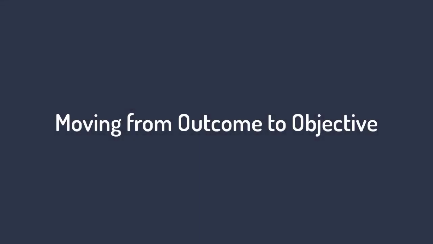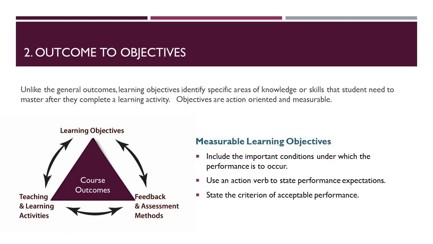Unlike general intended outcomes, specific course learning objectives need to identify specific areas of knowledge or skills that students need to master after they complete a learning activity. As a result, you may want to consider how you move from outcomes to objectives. Learning objectives are always action-oriented and measurable.